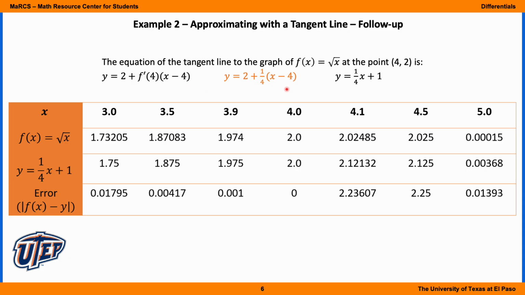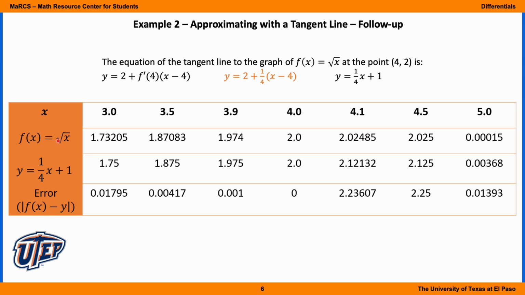Now distributing this 1/4 and then combining the 2 and the negative 1, we get that y is equal to 1/4 times x plus 1 as our tangent line. So this will be our approximation. Now we choose x values near our c, which is 4. So we have 3, 3.5, 3.9, 4.1, 4.5, and 5.